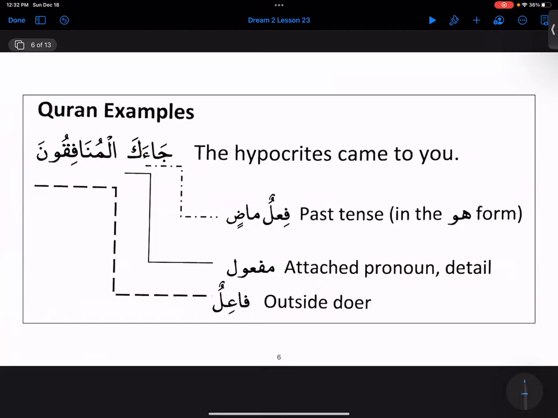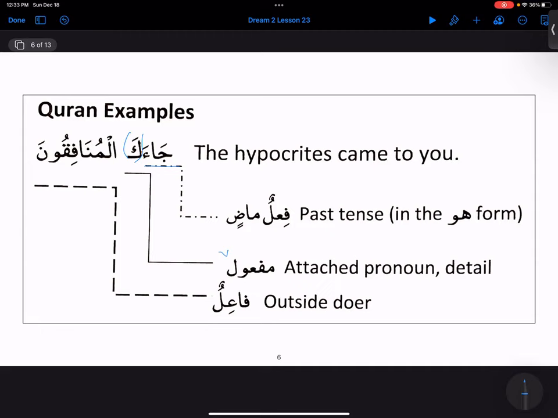Now let's see over here. Ja'a. I'm telling you guys, because we don't have enough vocabulary yet. Ja'a is basically a fail, and this ka is an attached pronoun. Ja'a means came. So this is fi'l madi, fa'iluhu huwa. Now ja'a, and what is this ka doing here? Maful bihi. You're going to add maful bihi over here.